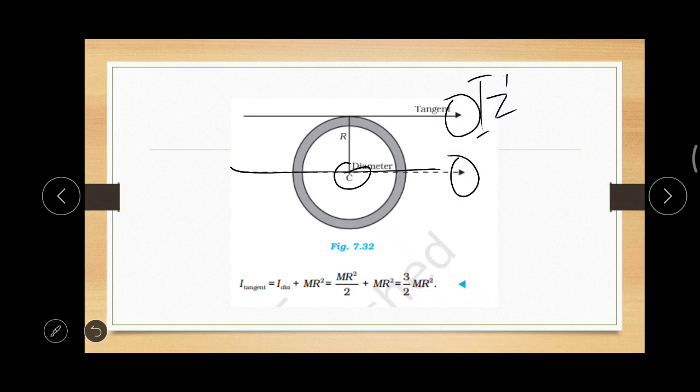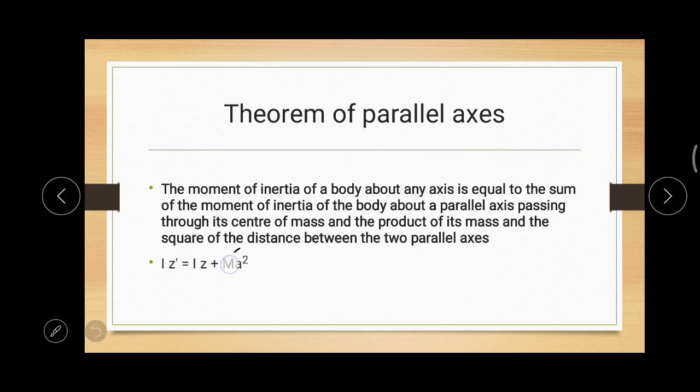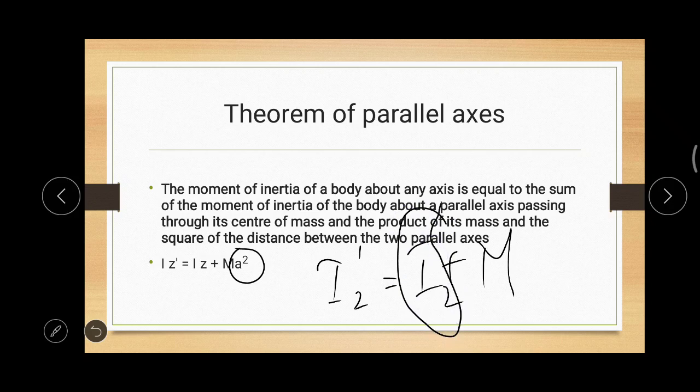Iz dash is equal to Iz plus m into the distance squared. Here in the above theorem, the distance is given as a. So Iz dash is equal to Iz, the moment of inertia of the axis which is passing through the center of mass, plus the product of the mass and the square of the distance between these two parallel axes.